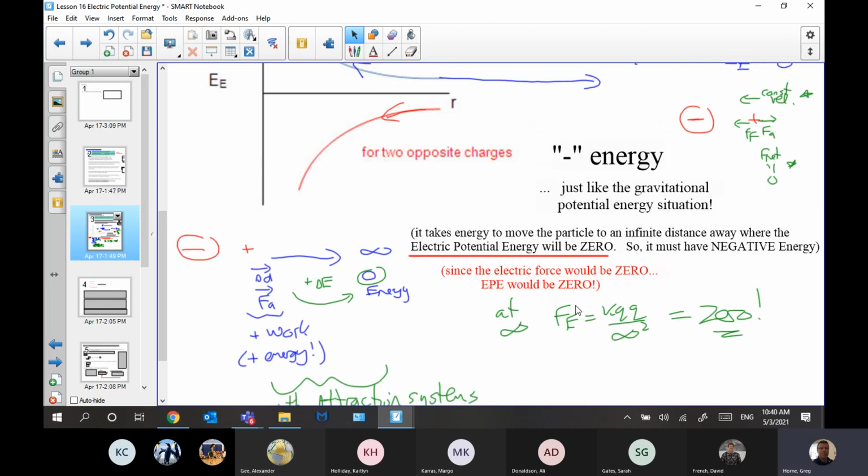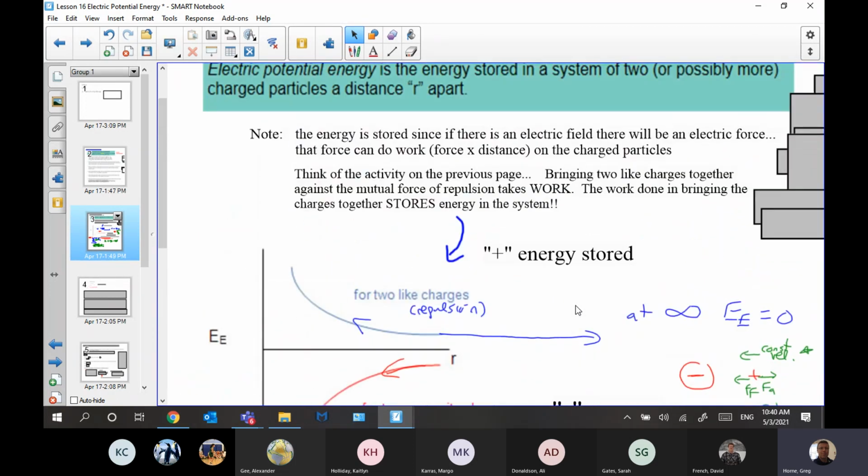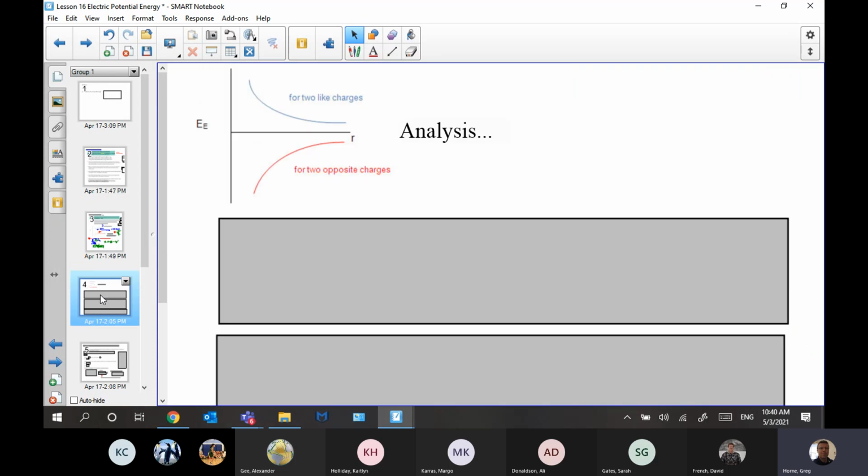With an attraction situation, we've got negative energy, and in a repulsion situation, we've got positive energy. Kind of relates to that negative electric field, positive electric field, meaning attraction and repulsion, right? It's the same reason for it.